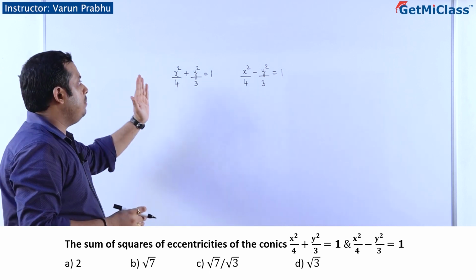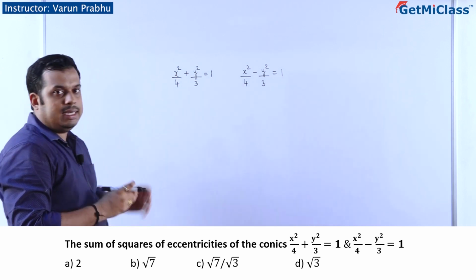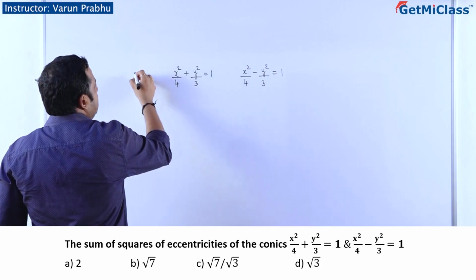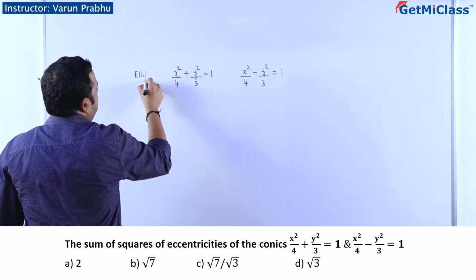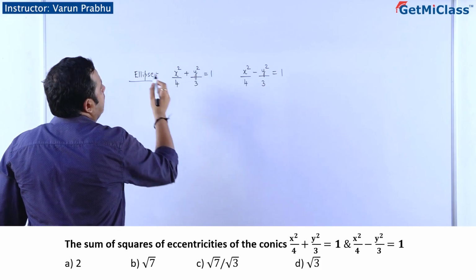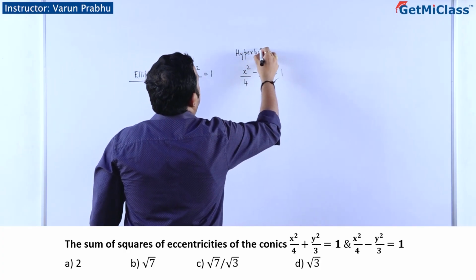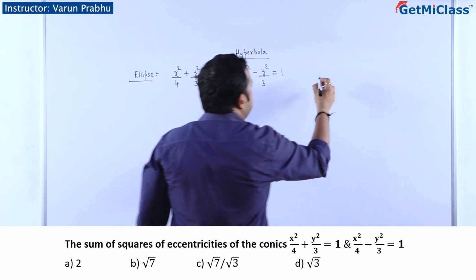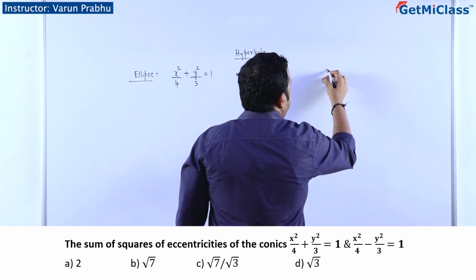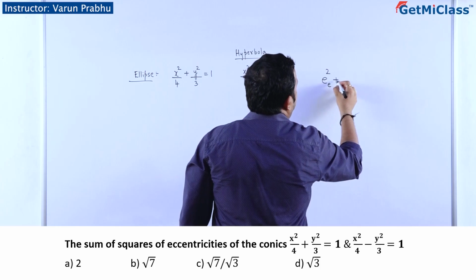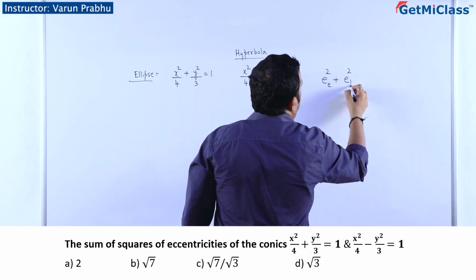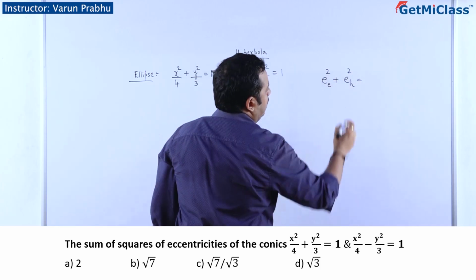The question is asking for the sum of squares of the eccentricities of the conics. If you see, this particular conic section is an ellipse, and this particular conic section is a hyperbola. Now the question is asking you to calculate the sum of squares of the eccentricity of the ellipse and the eccentricity of the hyperbola.